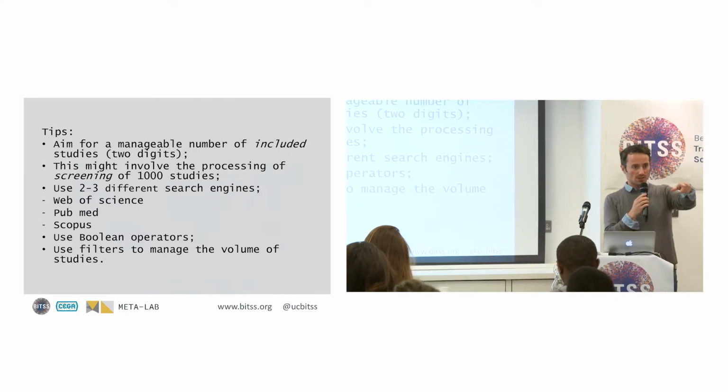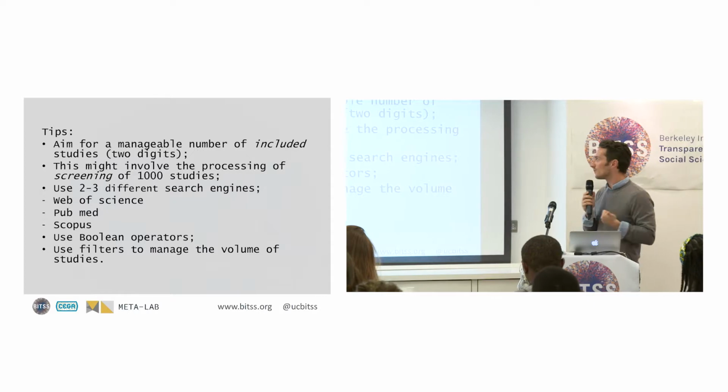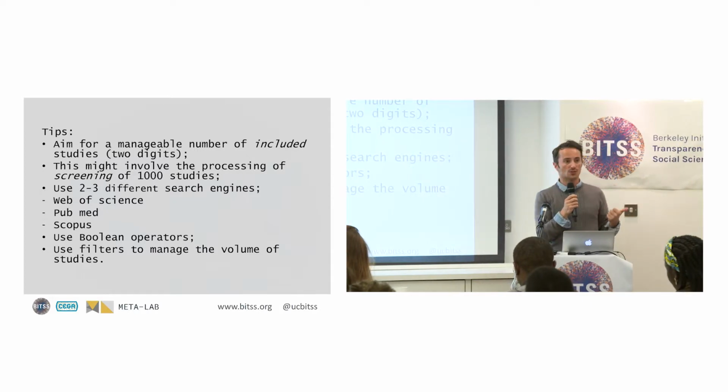Use 2 or 3 different search engines. So for example, I use Scopus, Web of Science, PubMed, so I'd say use 2 or 3, and you will see that actually it's good because they do not perfectly overlap. So you will get studies that are referenced in Scopus and not in the Web of Science and vice versa.